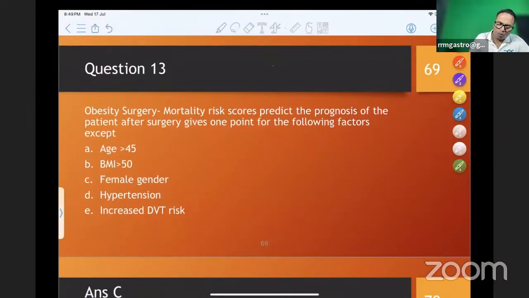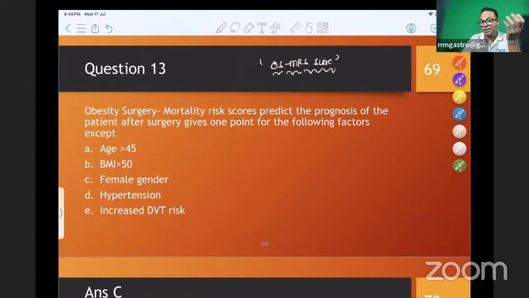So from obesity, the OS-MRS score. This score is a highly expected MCQ topic. Obesity surgery mortality risk score. If somebody is coming to you and you are advising them to undergo obesity surgery, immediately, what question will they ask? Sir, will I die during this operation? That will be the question. So you have to immediately put this score, the obesity surgery mortality risk score.